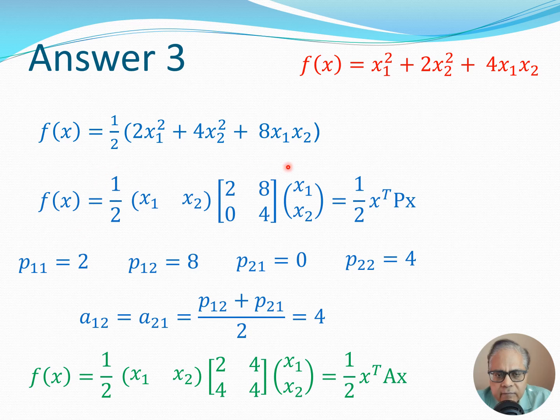Now, remember that this is a function involving 2 variables. So I can write it out as x1, x2, then the matrix 2, 8, 0, 4, then x1, x2.